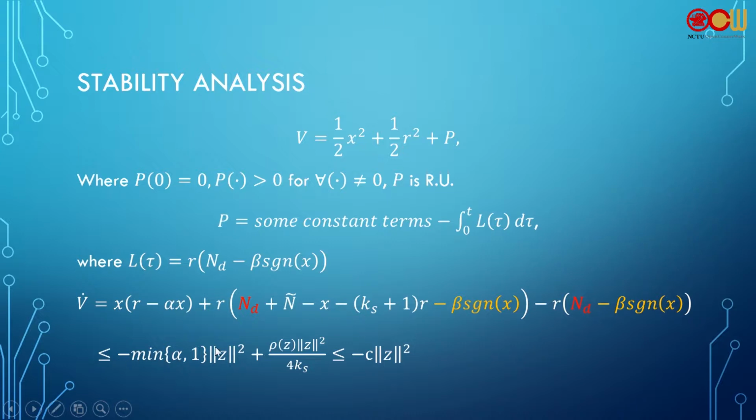And finally, you can see that V dot will be upper bounded by an NSD term because the P term is missing. Because Z is defined as a combination of x and r. Z is a vector which has elements of x and r. So V dot is NSD. And you can use invariance theorems to show that Z will go to 0 as t goes to infinity.